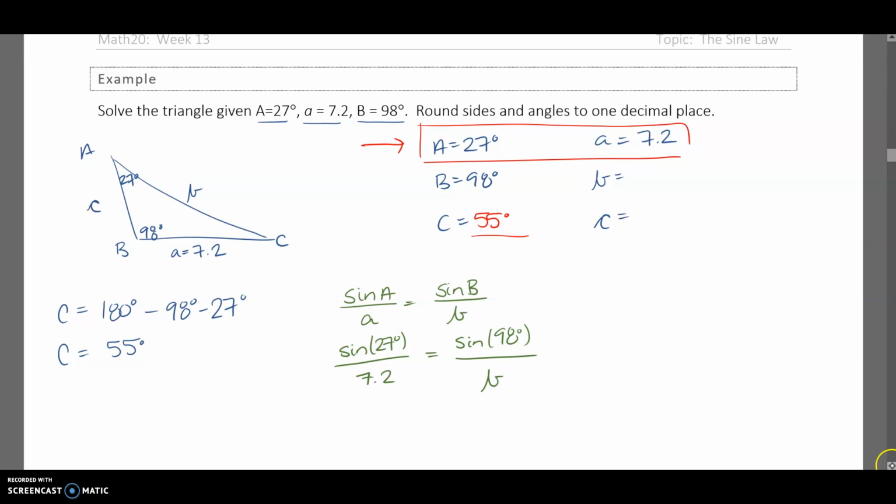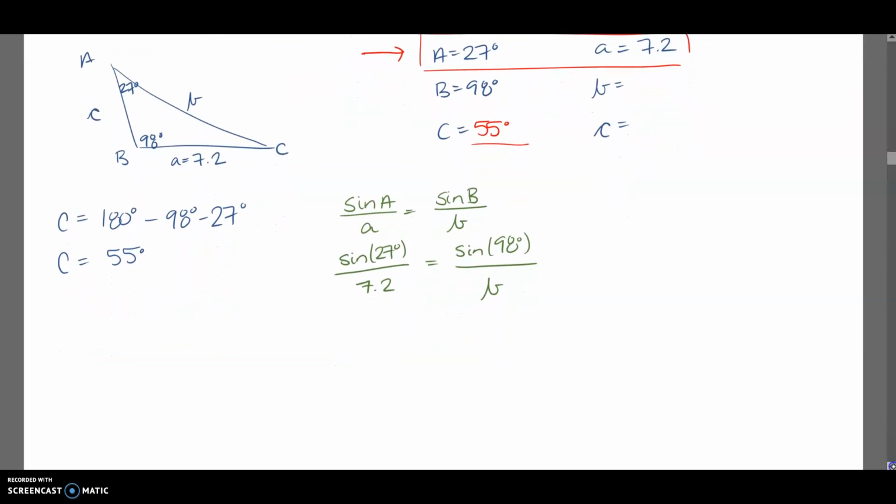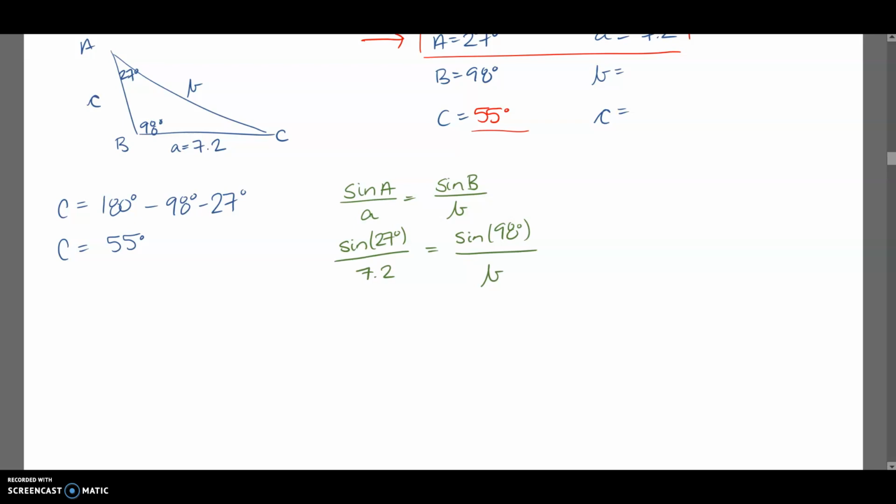You can continue to rearrange as we did in the first question, or if you've started to notice the pattern, you can make it a little quicker. Side B will equal 7.2 times sine of 98 degrees. We would have multiplied side B by sine of 27 degrees, and then we have to divide by that value to get B by itself. So you can do that rearrangement in one step if you like, or you can review how we did it in the first example and continue to rearrange that way.